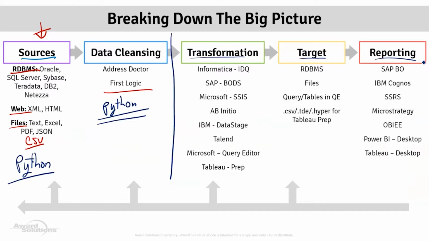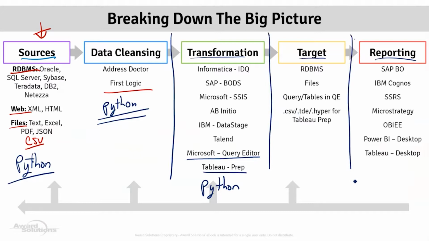Transformation. Now we could do that transformation within Python itself here, or we might use things like Microsoft's query editor, or we might use Tableau's data prep tool called Prep, other tools that you see here. Target, and we do the actual reporting itself. We're going to show you an example using Power BI desktop. The Tableau desktop will do things in a similar way, as well as some of these other tools.